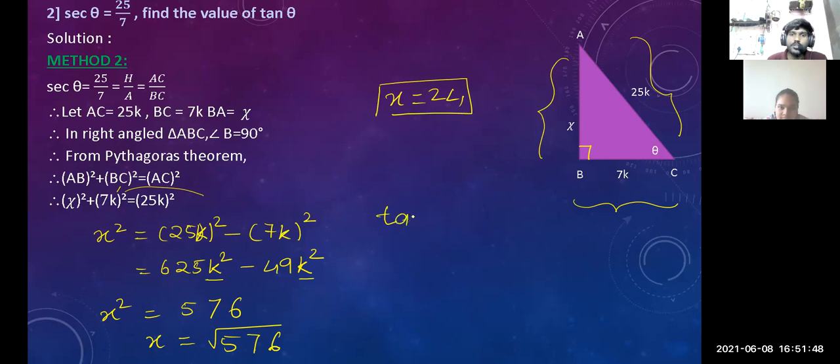Now, tan theta. What is the ratio formula for tan theta? Tan theta is equal to opposite upon adjacent. Looking at the figure, tell me which is the opposite side and which is the adjacent side. Opposite side is AB and adjacent side is BC.